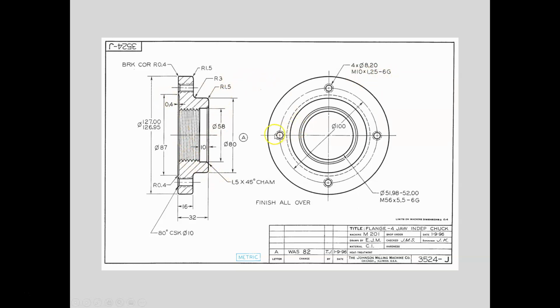So this is a drawing. This is what we would call a detail drawing because it shows one part, and it's complete in terms of its shape description and its size description. Does it have any notes? Well, it has some notes down here.